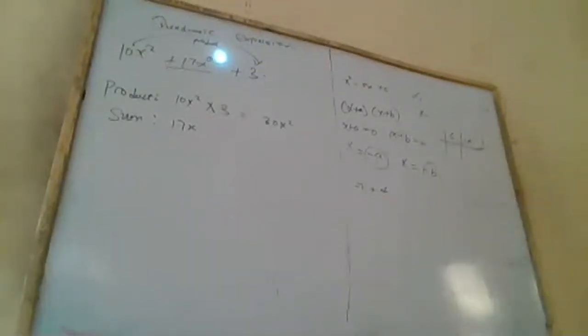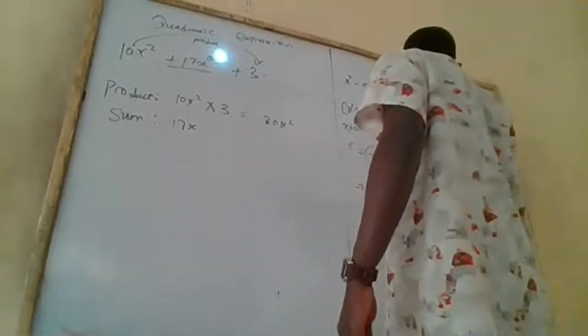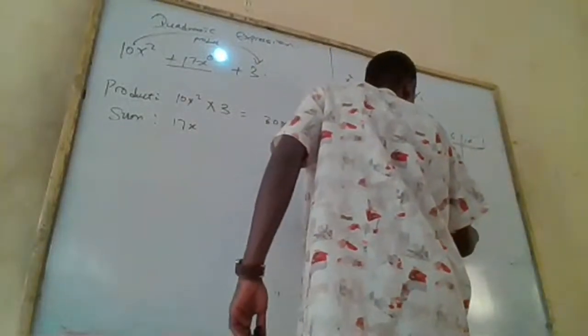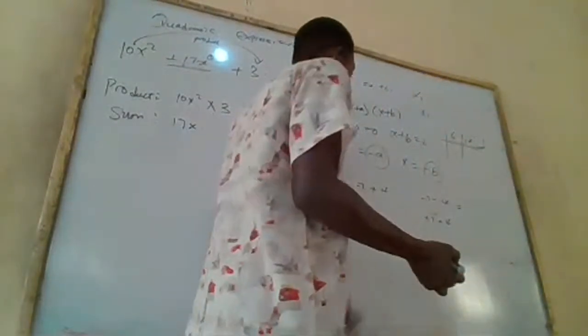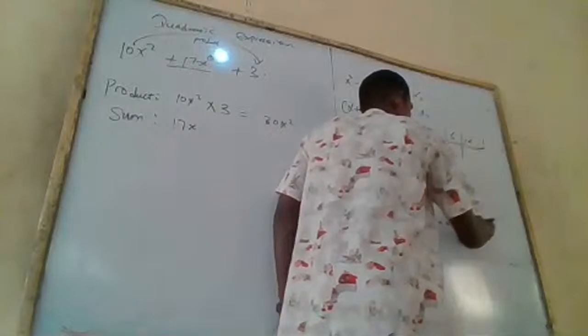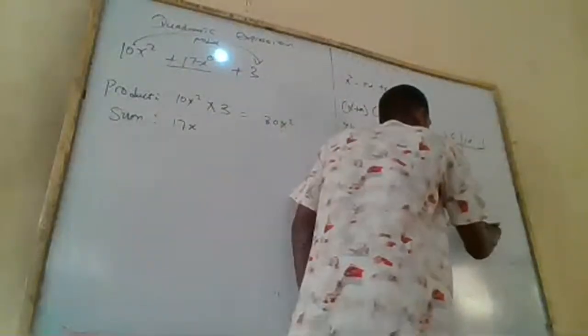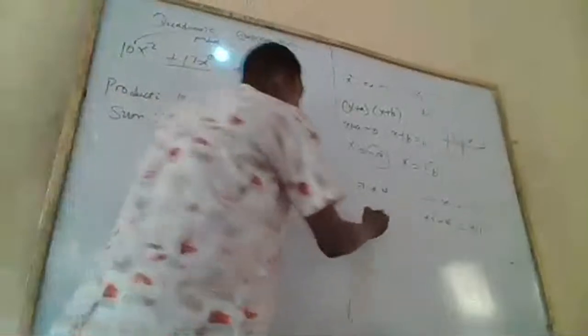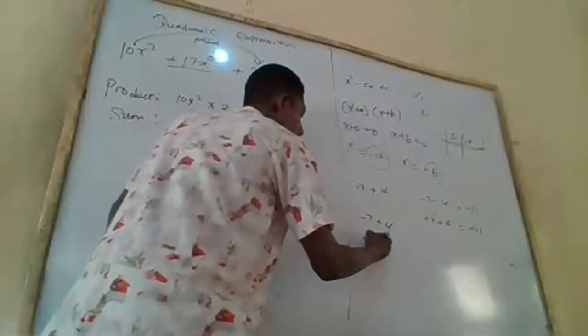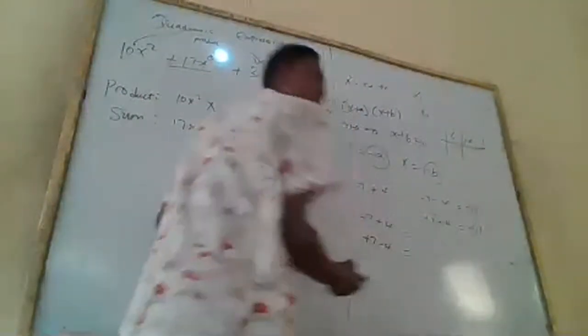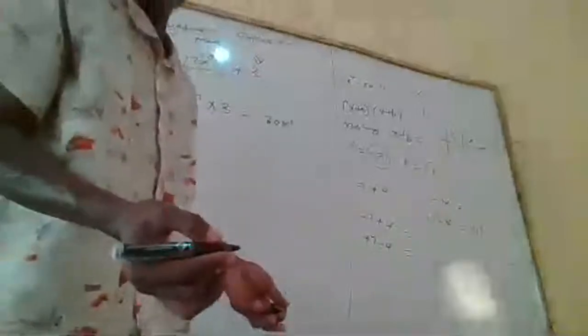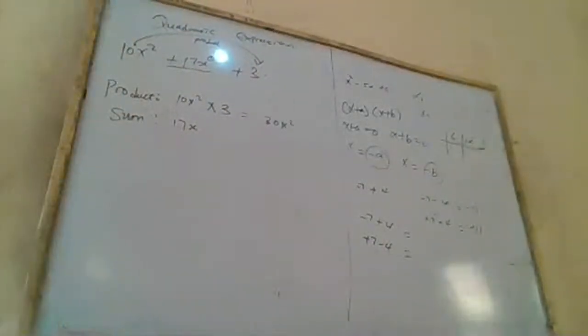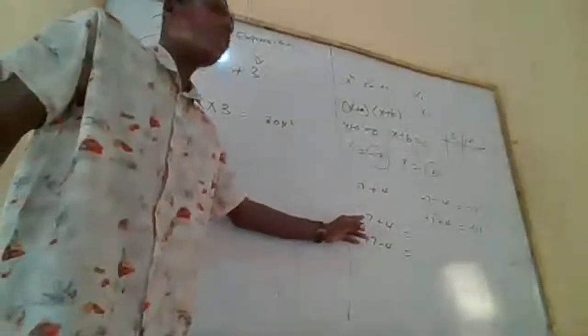But if I add numbers of the same sign together, I am adding. For example, minus 7 minus 4, and plus 7 plus 4. What is minus 7 minus 4? Minus 11. What is plus 7 plus 4? Positive 11. But if I say minus 7 plus 4, or plus 7 minus 4, I'm subtracting. Now, how will I know whether it's going to be negative or positive?